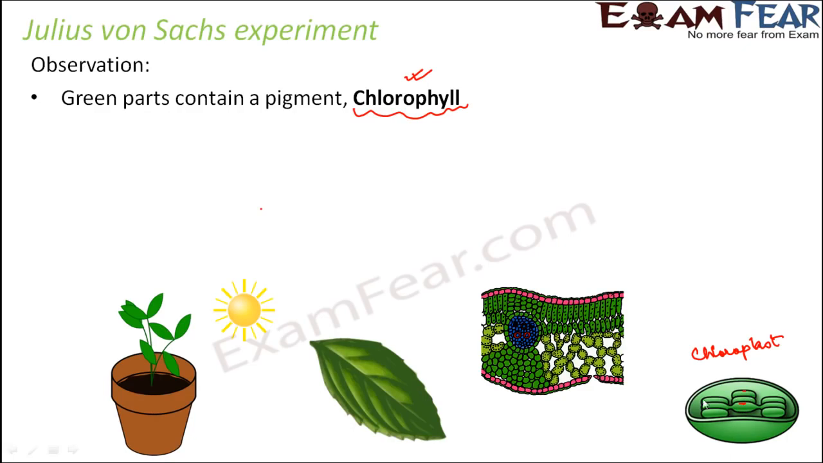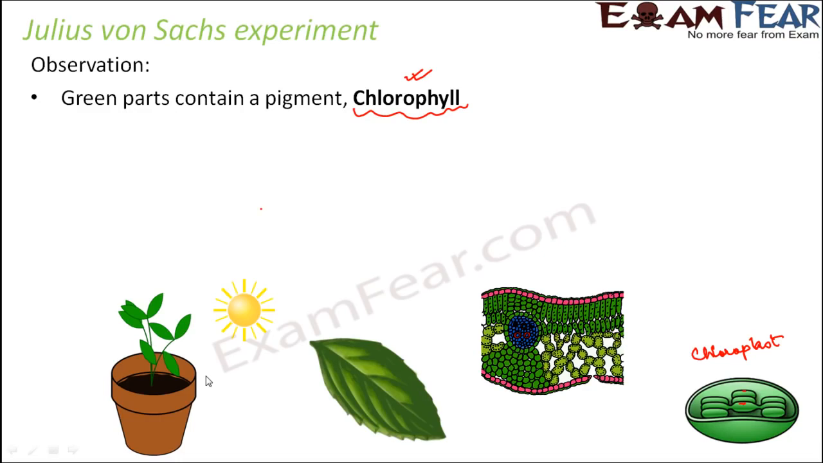Now we will talk about the structure of the chloroplast a little later, and I'm sure all of you would have heard about the chloroplast cell organelle, which is present only in plant cells. They are not present in animal cells. So this was again an important conclusion by Julius von Sachs, that the green parts of the plant contain a pigment called chlorophyll, and this chlorophyll is present inside the cell organelle called chloroplast.